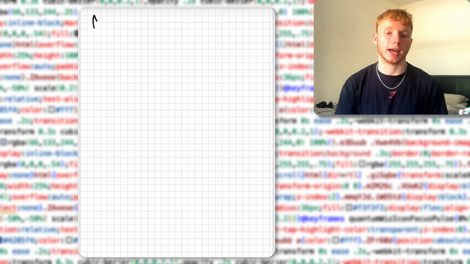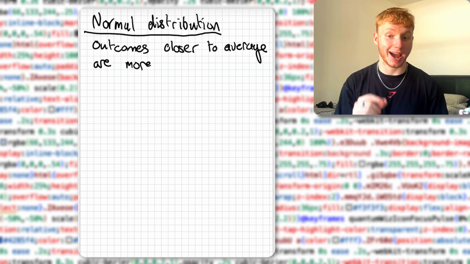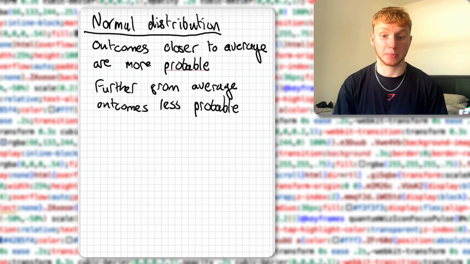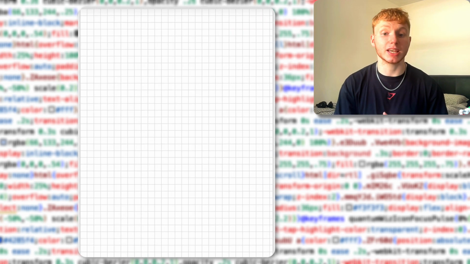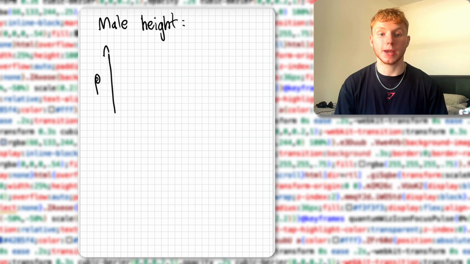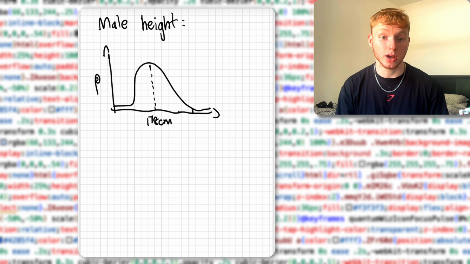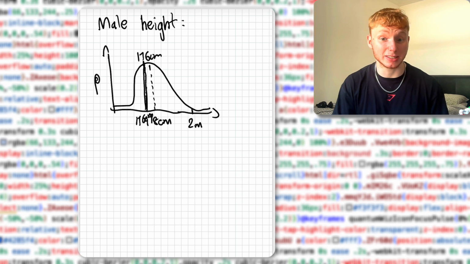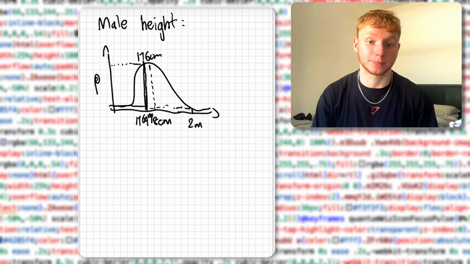Finally, a little bit more complex, but probably the most common distribution you'll run into: a normal distribution. This is where outcomes closer to the average have a higher probability and outcomes further away from average have a lower probability. This is represented with the bell-shaped curve. For instance, if I were to take random males' heights, there is a higher probability of getting a male that is, say, 176 centimetres tall compared to a male who is 2 metres tall, as the average height for a male is 178 centimetres and obviously 176 is much closer to 178 than 2 metres.